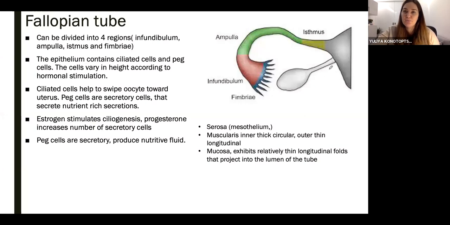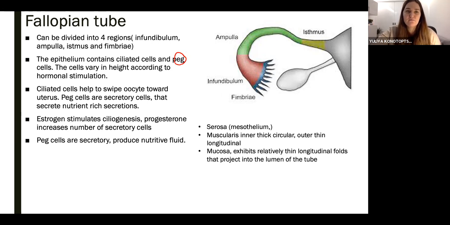So the fallopian tube can be divided into 4 areas: isthmus, ampulla, infundibulum, and fimbria here. The epithelium inside is pseudostratified, columnar, ciliated, and some cells are non-ciliated. The epithelium is quite interesting here because some cells do have cilia, some cells do not, and the cells that do not have cilia are called PEG cells.